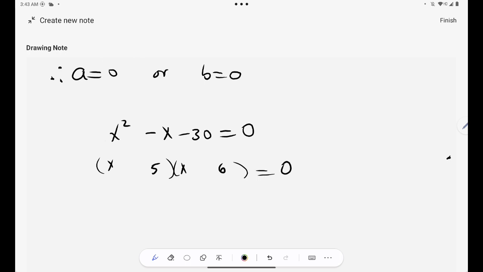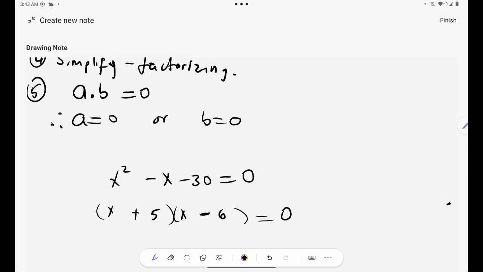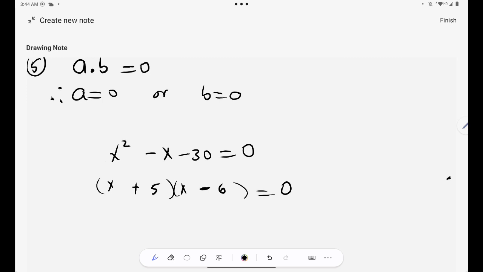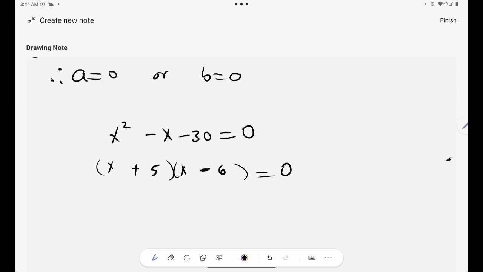Are you together? Since I have a minus here, it simply means my brackets will have two different signs. Since they will have two different signs, the bigger factor will always take the sign of the middle term. So here I'll have a minus because 6 is bigger than 5, and then I'll have a plus here. Now I'm done factorizing. I must move to my fifth step. The fifth step says if I have two things multiplying and the answer is 0, it simply means that the first thing is 0 or the second one is 0.